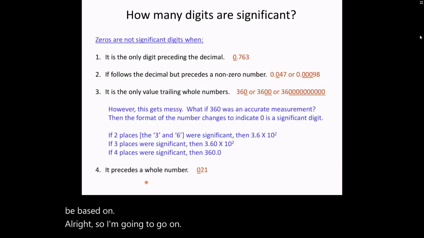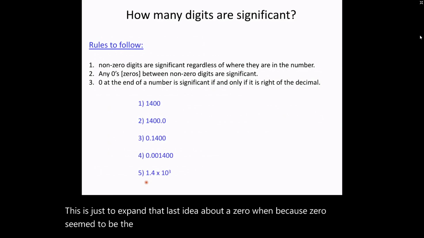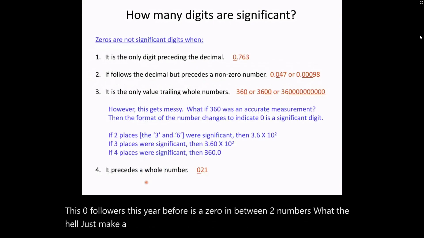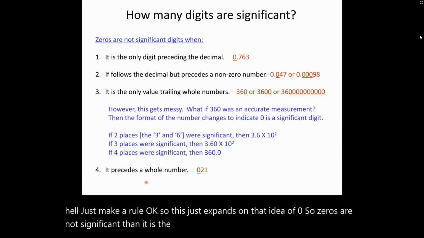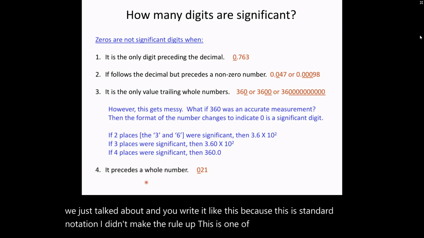Now, this is just to expand that last idea about a 0, because zeros seem to be the most complicated element of this, right? Does the 0 follow? Is the 0 before? Is the 0 in between 2 numbers? Just make a rule, okay? So this just expands on that idea of zeros. Zeros are not significant if it's the only digit preceding the decimal. This is what we just talked about, and you write it like this because this is standard notation. I didn't make the rule up. This is one of those deals where you just got to follow the rule.